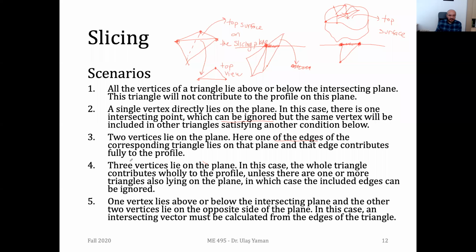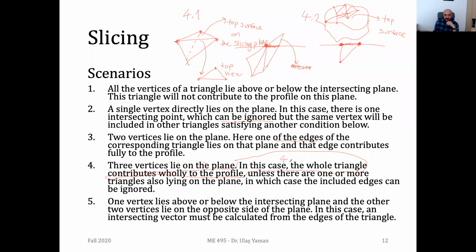Let's have a look at the formal definition here. Three vertices lie on the plane. This is the case, yes. All the vertices are on this slicing plane. But as we have seen in the first case, let's say this is the case 4.1, and this is the case 4.2. So this is actually 4.1.